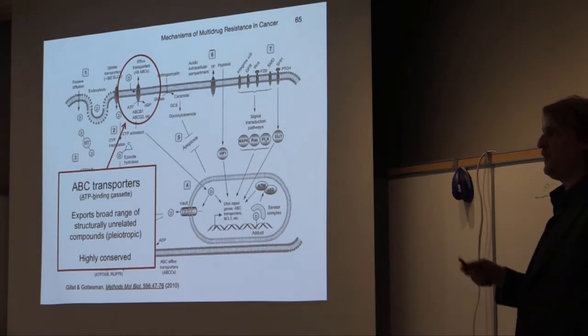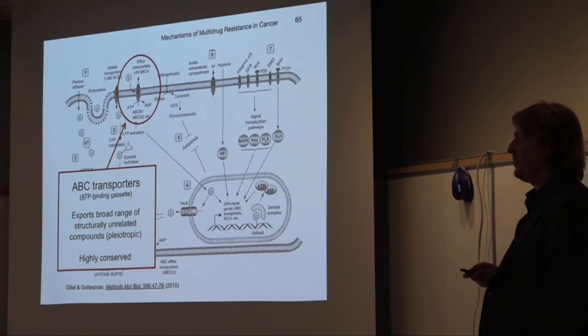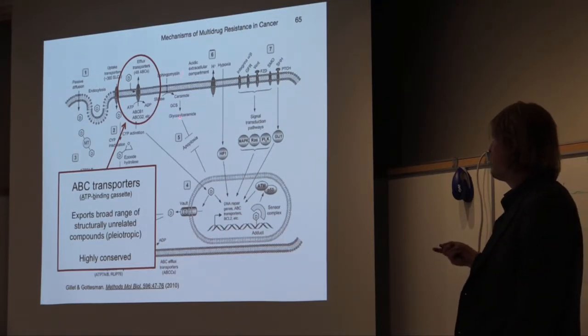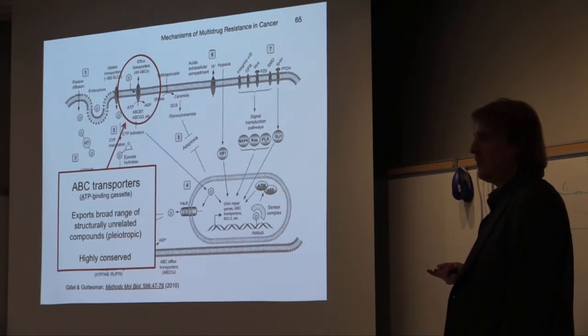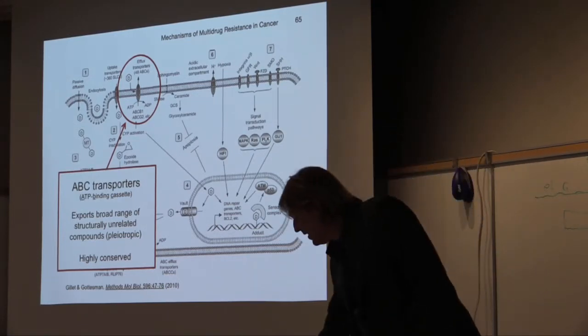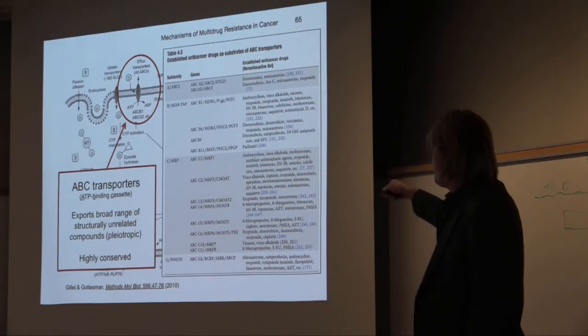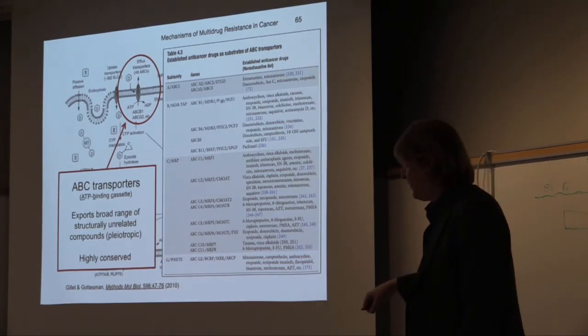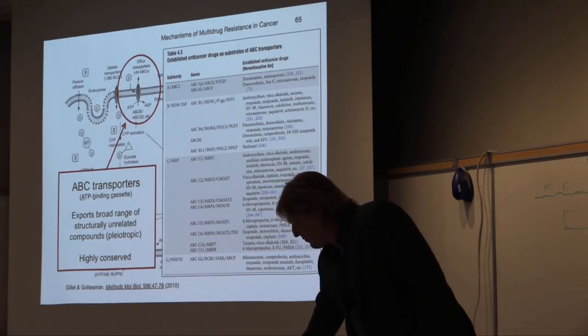Because chances are, if you find a drug, one of these will pump it out. It hasn't evolved to any particular structure. I don't know the mechanics of it because I'm not a structural biologist. I just know that's what people see. They have very pleiotropic effects, and they're highly conserved. You find them in all eukaryotes. This is a long list of drugs where these efflux pumps have been demonstrated to have a cancer drug as a target.